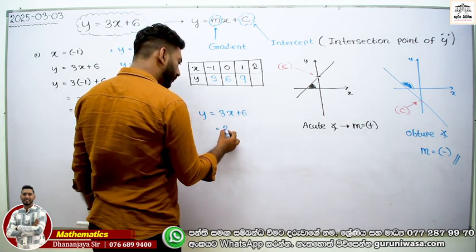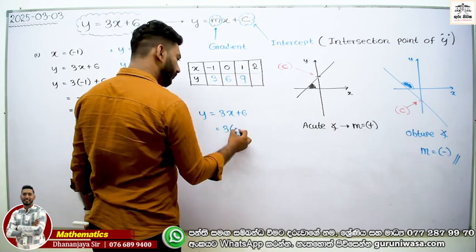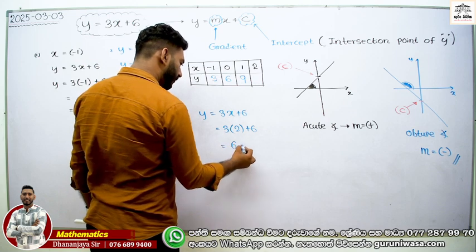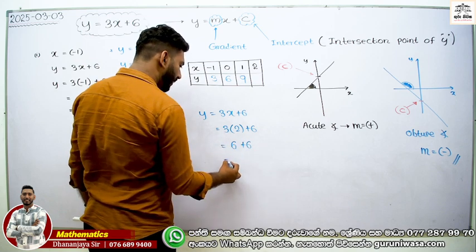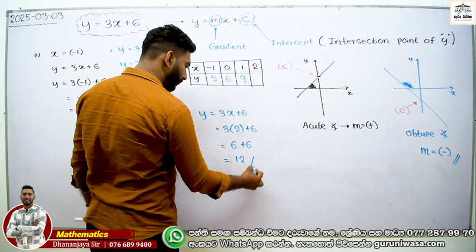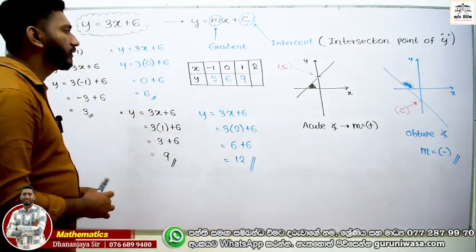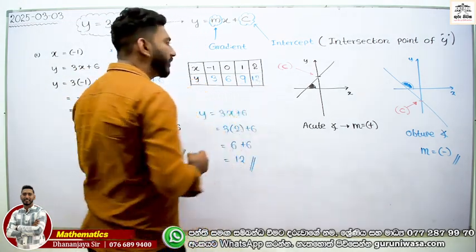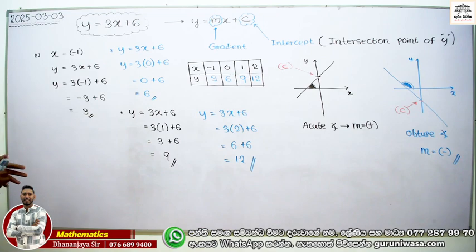And final one, y equals 3x plus 6. And 3 times 2 plus 6. 3 times 2 is 6, and 6 plus 6 becomes 12. Wow. Here is a 12. Now you can plot the graph.